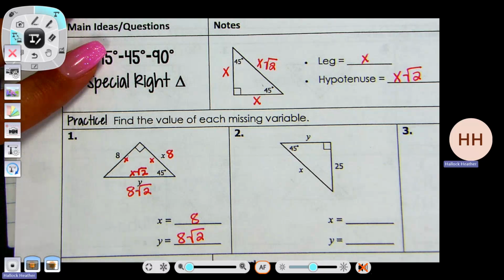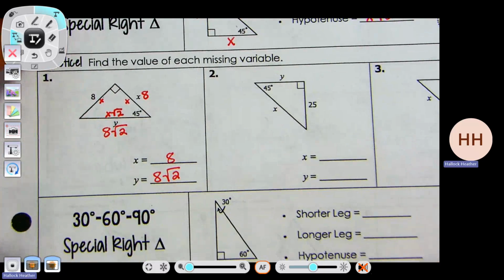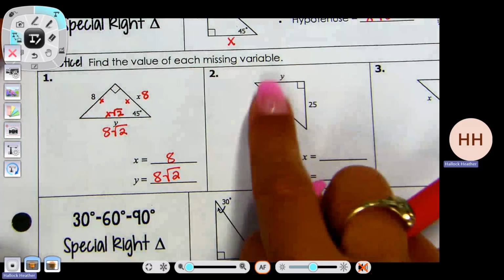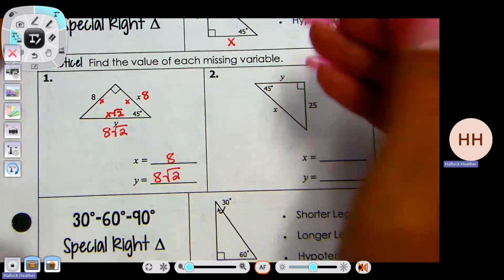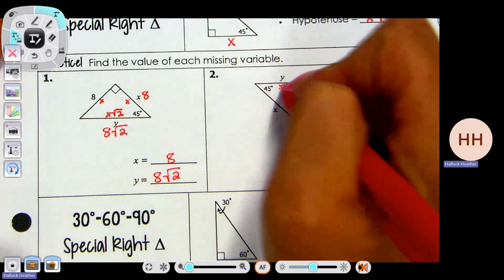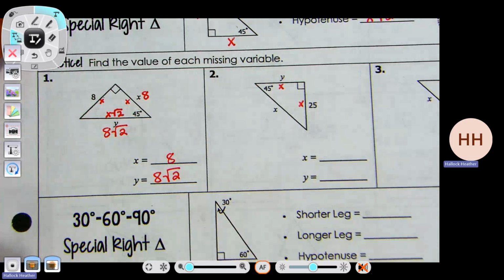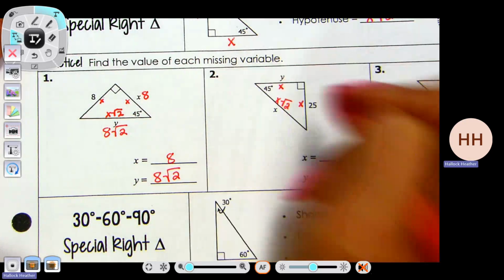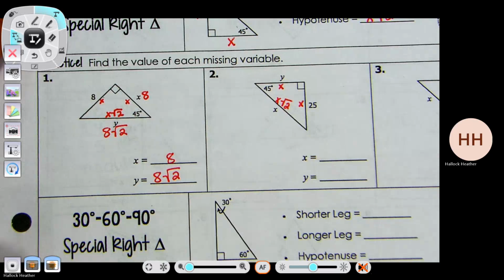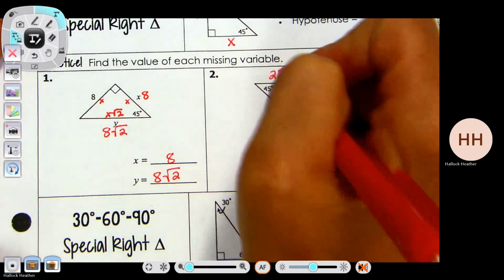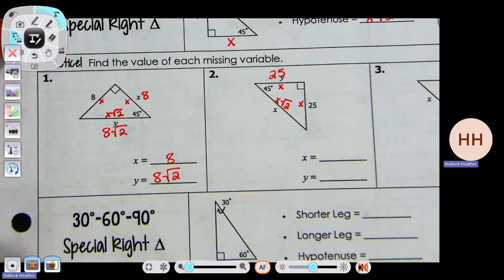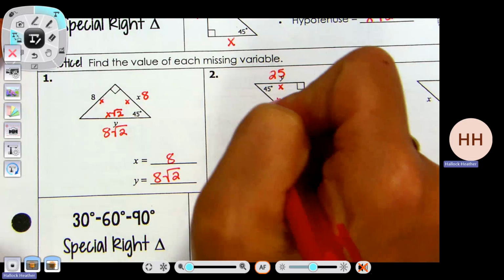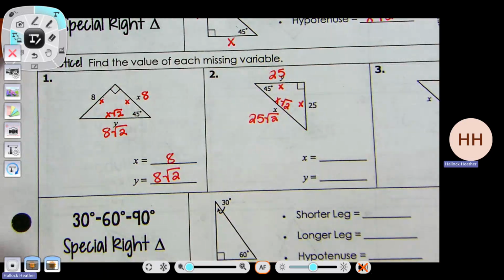So number 2. Okay, number 2. It's still a 45, 45, 90. So I'm going to put the rules. This is X and this is X because they're both the same length. The hypotenuse is X square roots of 2. So where else can 25 go? Y. What's the hypotenuse going to be? 25 square roots of 2. And that's it.